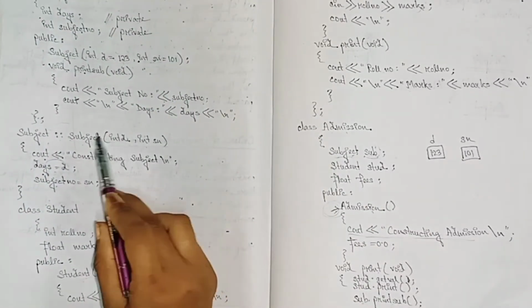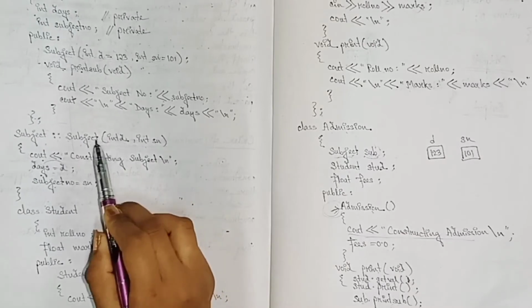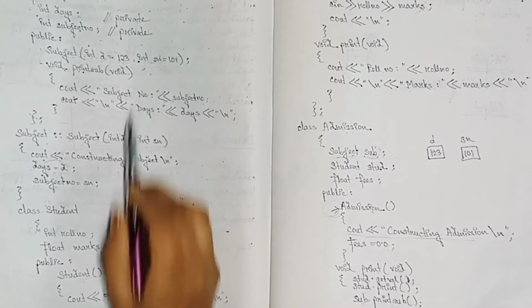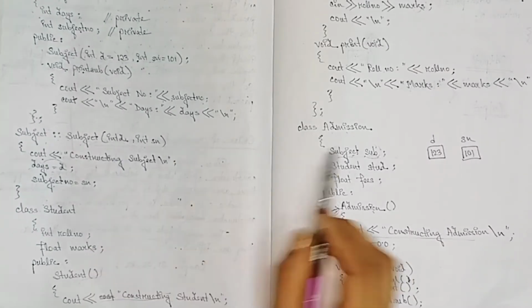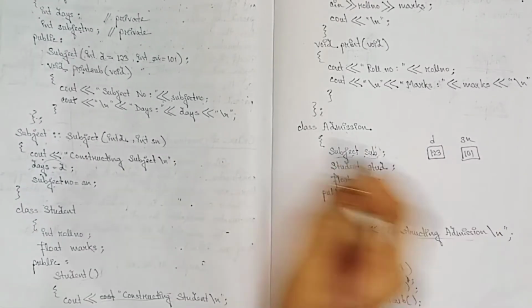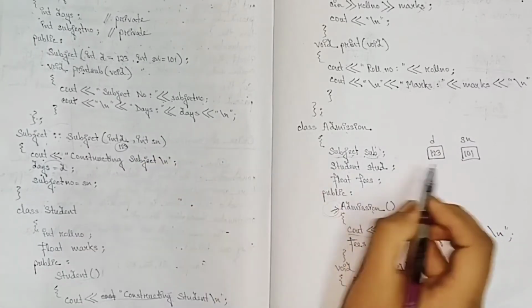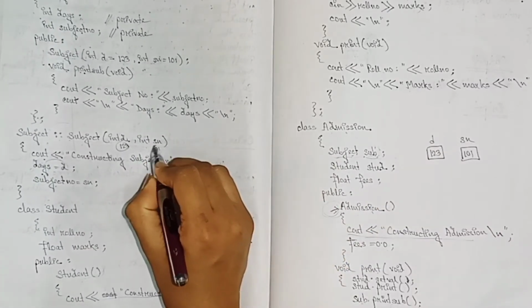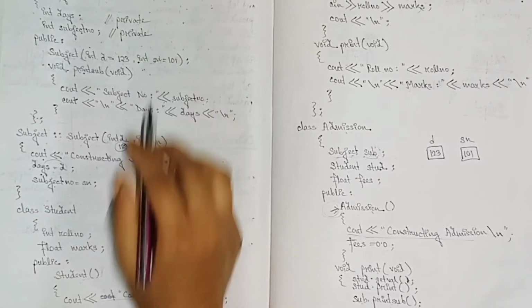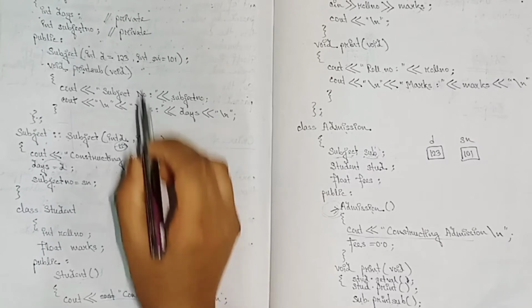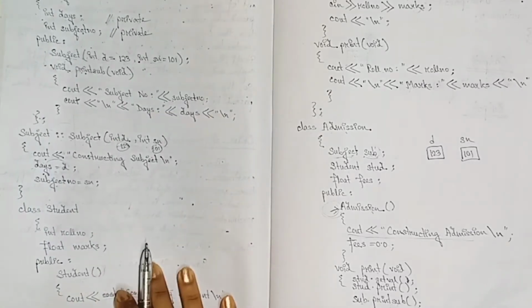Now it will invoke this constructor which is defined here, because that was only the prototype, not the definition. So it will come to the definition. Whenever it comes to the definition, this D will have the value 123, and this SN will have 101, which is taken by these parameters. These parameters' values are taken from the default argument values.